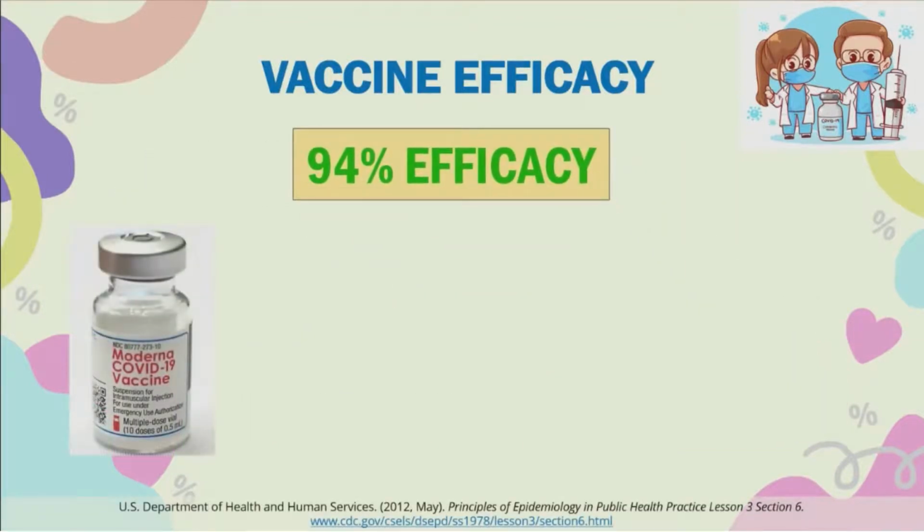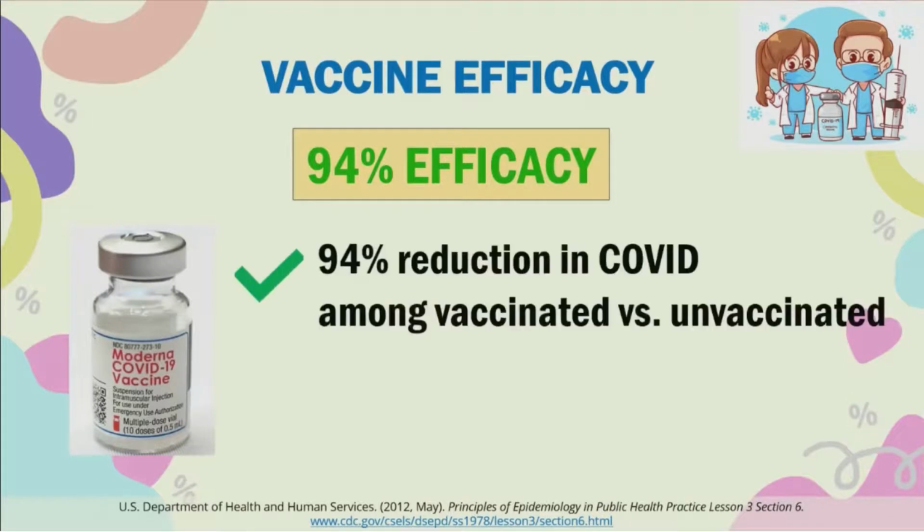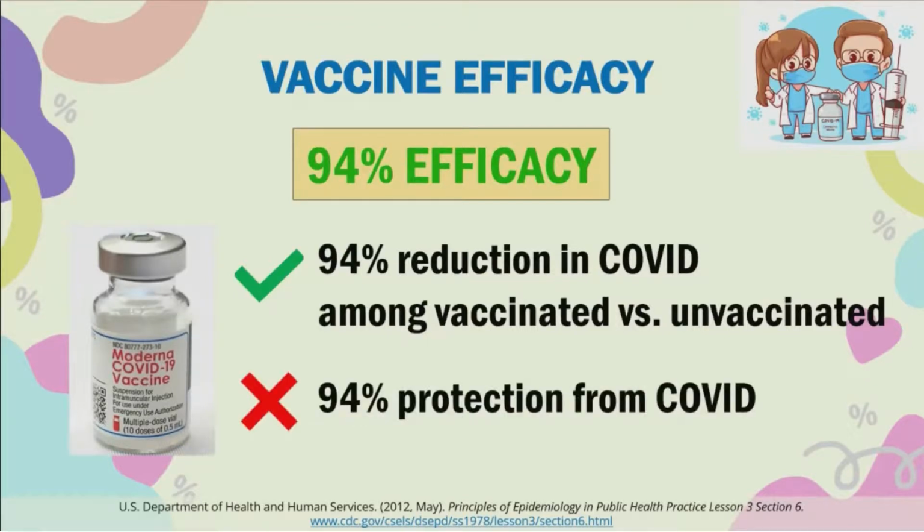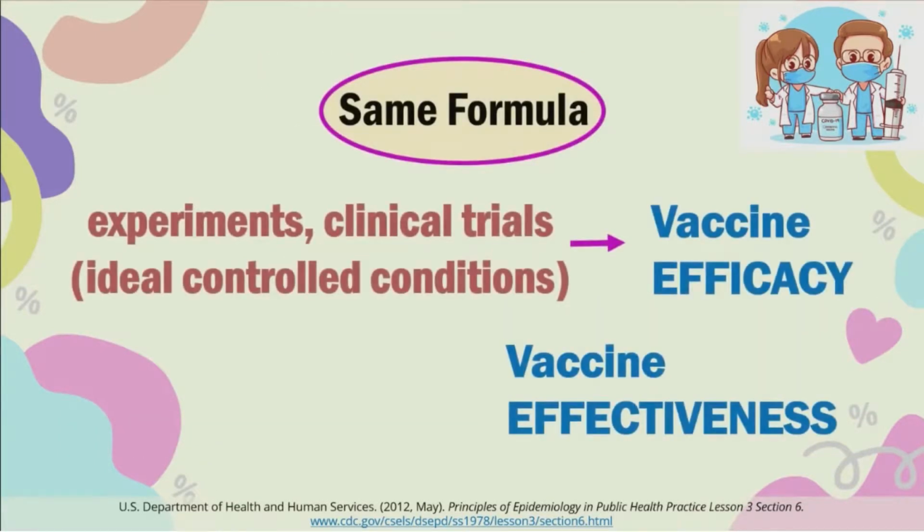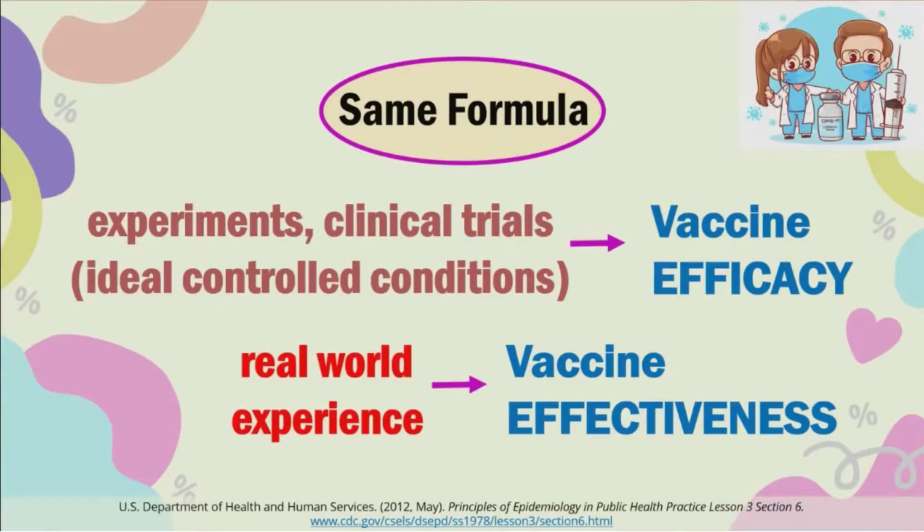This means the Moderna vaccine gives a 94% reduction in COVID among vaccinated persons compared to unvaccinated persons. To correct a commonly mistaken notion, this does not directly mean a 94% protection from COVID. Vaccine effectiveness has the same formula, except that data is generated from the use of vaccines in the real world.